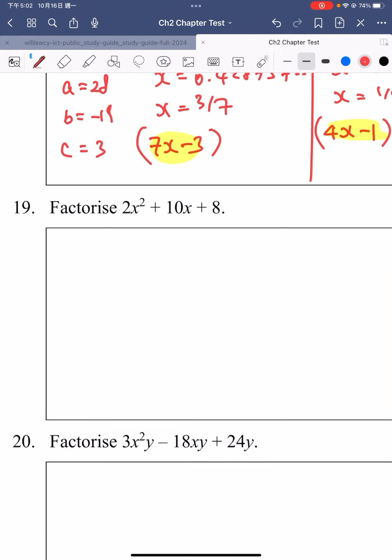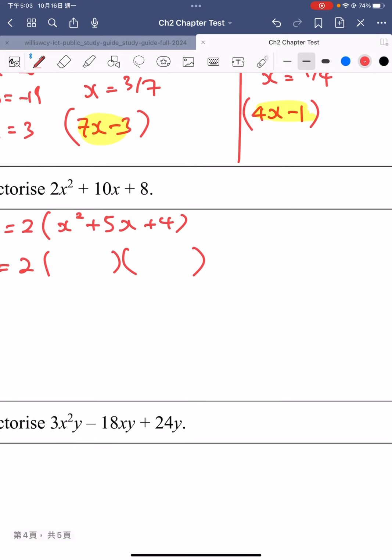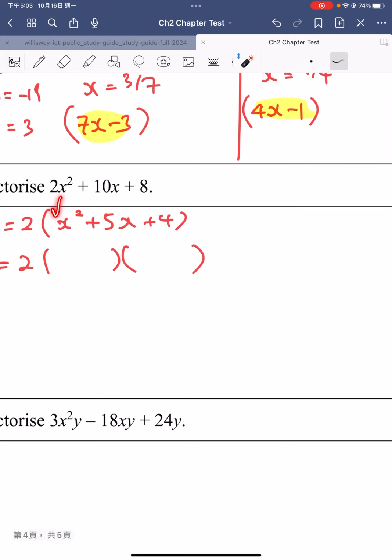So now we're going to factorize 2x squared plus 10x plus 8. For the first step, before using the calculator, you should take out the common factor between 2, 10, and 8, because all of these three numbers are even. So you can take out the 2 first, then we have x squared plus 5x plus 4. So now we can say that this is equal to 2 times 2 brackets. In this question, if the coefficient of the x squared, the number in front of the x squared, is just 1, it's better to just use the cross method. So we have x and x, 4 and 1.